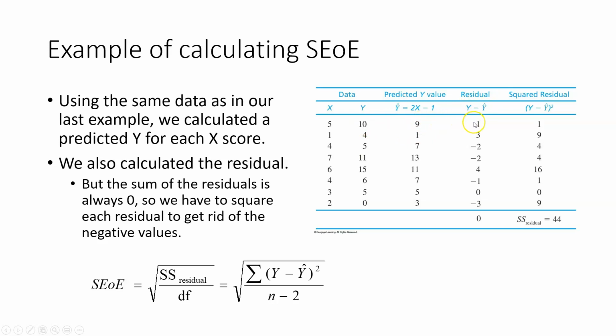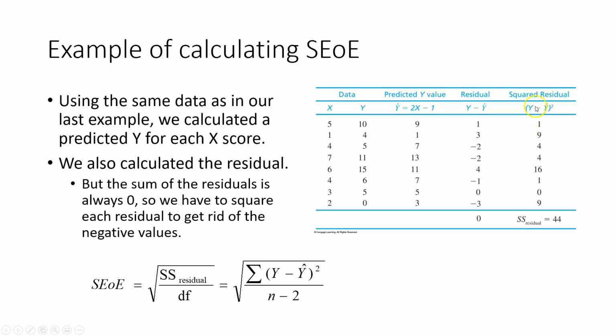So 10 minus 9 is 1. 4 minus 1 is 3. 5 minus 7, negative 2, etc. So we figured out what the difference is between what they actually got and what we thought they should have gotten, and then we square the residuals so that we can get rid of these negatives. If you just add them up and take the average of these right now, it will be 0. And that's disingenuous. You can't say the average distance of all of these dots from the line is 0 because they didn't all actually fall on the line. So a better way of getting at this is to square them first, then take the average, then square root it to undo the squaring process, just like we did with the standard deviation.